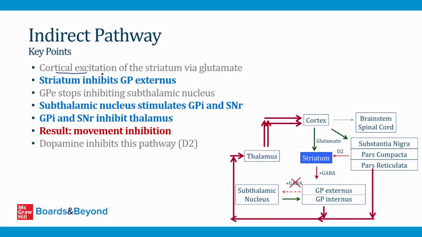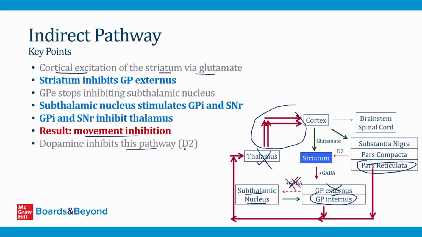And so here's a summary of the key takeaway points from the indirect pathway. It begins with cortical excitation of the striatum via glutamate, and then the striatum is going to inhibit the globus pallidus externus. As a result, the globus pallidus externus will stop inhibiting the subthalamic nucleus, and the subthalamic nucleus will be free to do what it wants to do, which is to activate the GP internus and also the pars reticulata. Those two structures will do what they want to do, which is to inhibit the thalamus, and as a result, you'll get an inhibition of these signals going to the cortex and movement inhibition generally. And then once again, this is not part of the indirect pathway, but something to be aware of is that dopamine inhibits this pathway by binding to D2 receptors in the striatum.